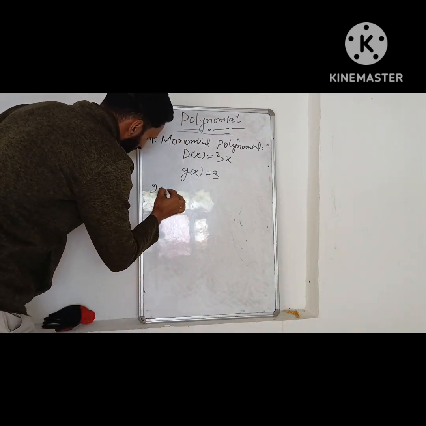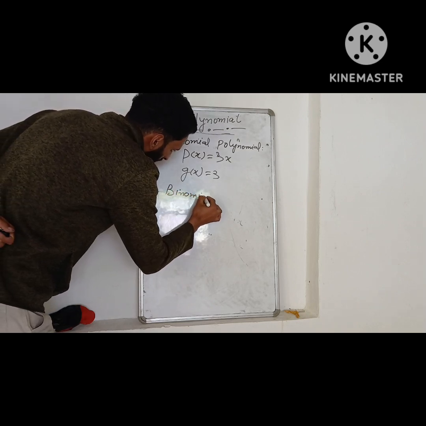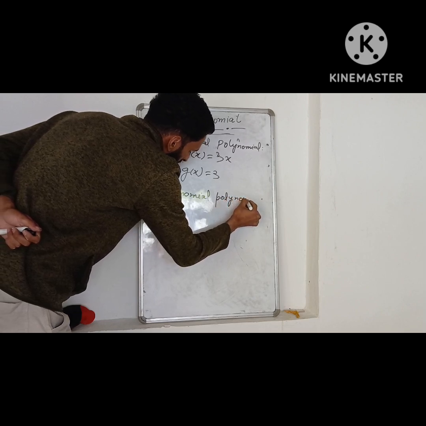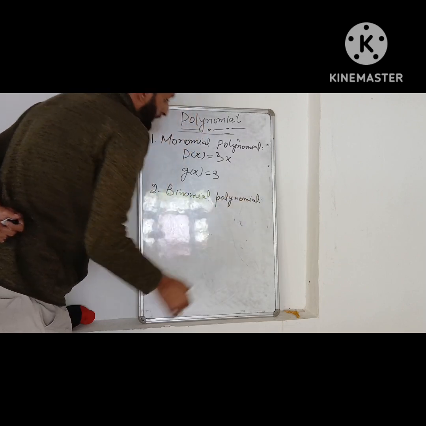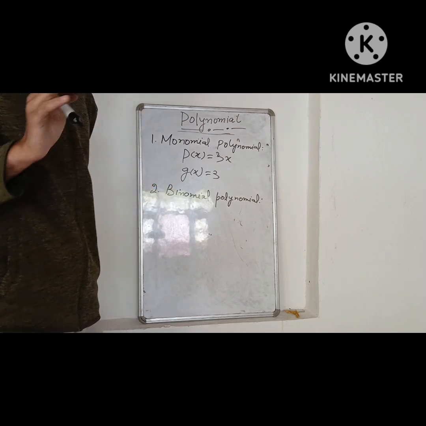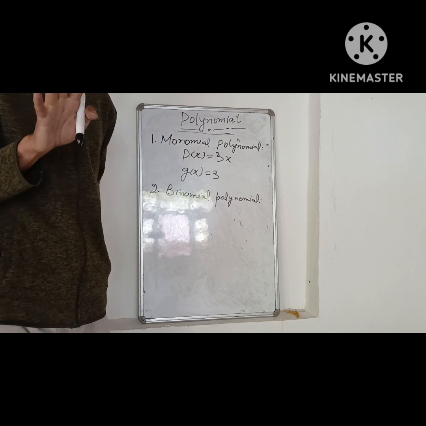Now, second is the binomial family. Binomial polynomial, bi means two. What is called a binomial polynomial? A polynomial that has two terms.